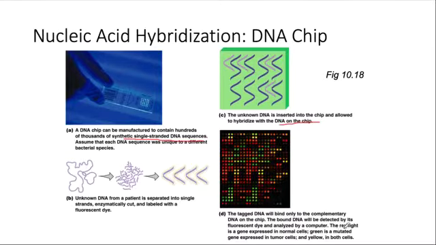The red lights are genes that are expressed in normal cells. The green are mutated cells that may be cancerous. And then the yellow are genes that are expressed in both normal and tumor cells.